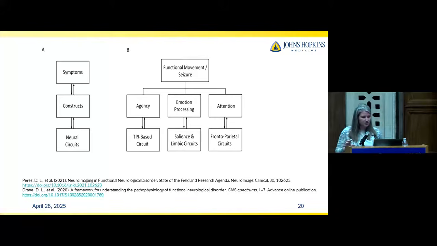Okay, so this is an illustration of what I just said, trying to understand the pathophysiology of FND, if you will. What you see in A is symptoms, constructs, and neural circuits. Then an example in B would be somebody with functional movement disorder or functional seizures. So there's this disconnect, and some studies have suggested that the area responsible for this is the temporoparietal junction. Something is going on there that's causing the person to feel as though their movements are involuntary when they're in fact voluntary.